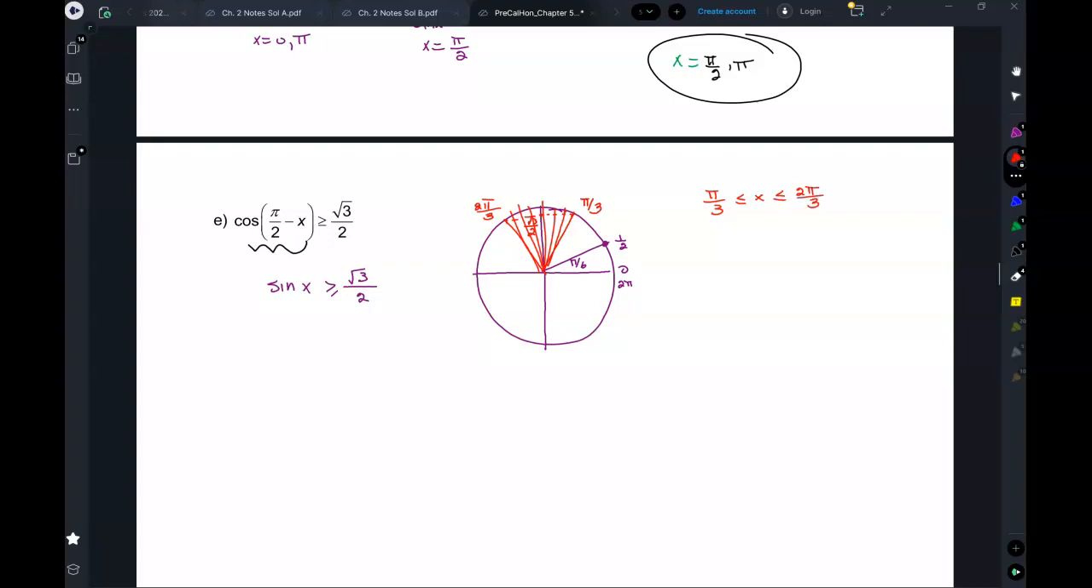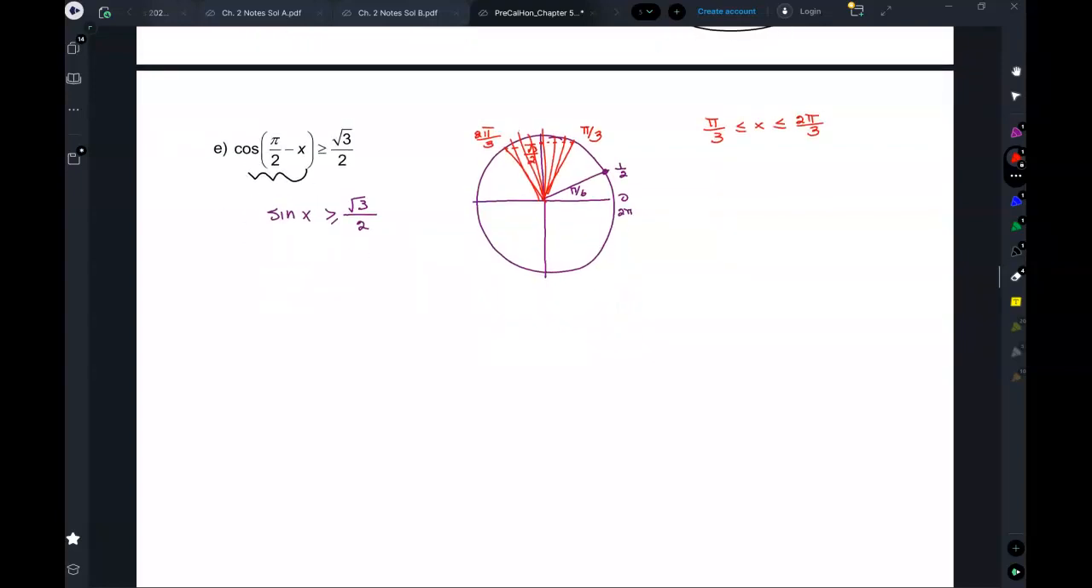Okay, that's it. We want the values of x. Do you want the other notation or is this notation good? This is good. So now, yes.